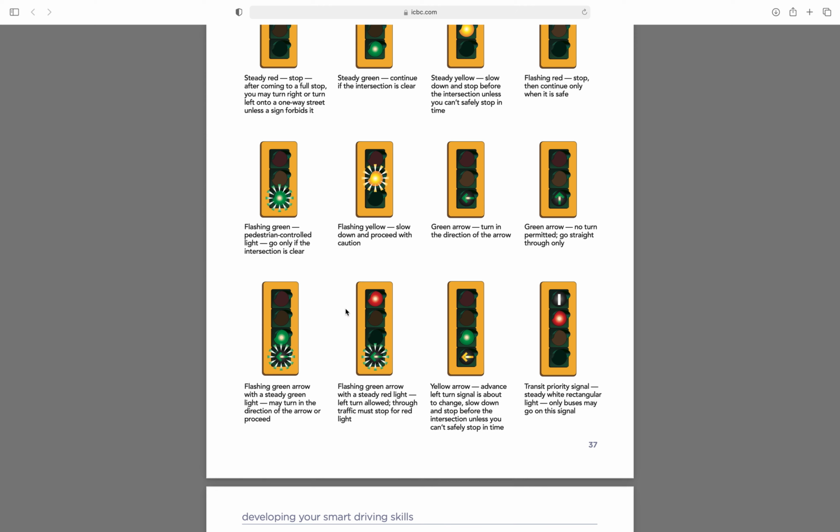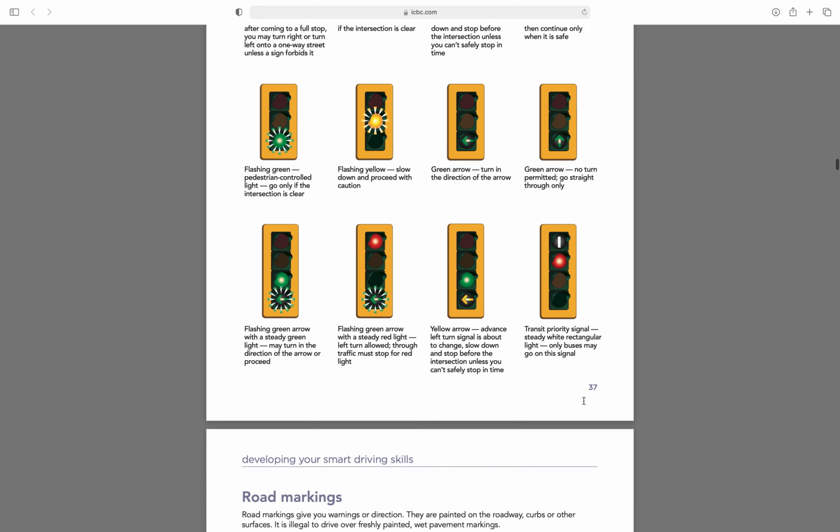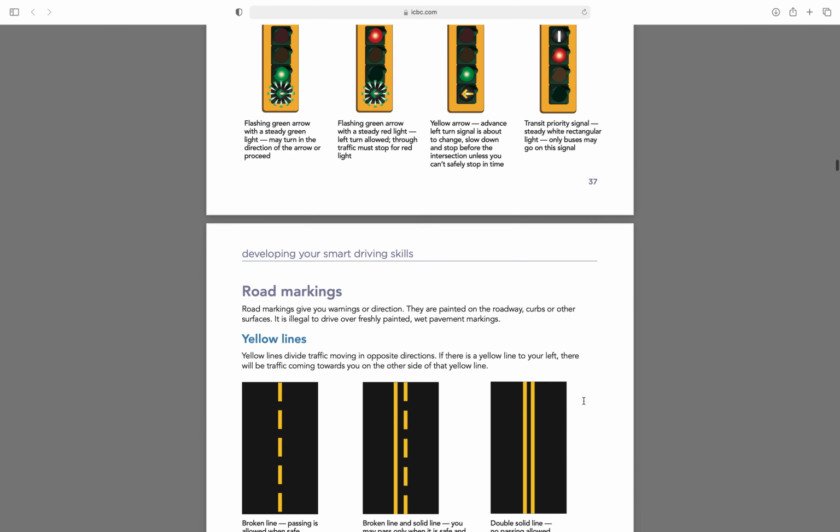You want to pay attention, because if you are the last person in that light and it's red, you're going to have to stop. Whereas if it's green, you can quickly go before it turns red completely, such as here. And then this is a transit priority signal. This may be used in Vancouver, but personally I haven't seen this one before, where it's the white rectangular light. So only buses may go on this signal.